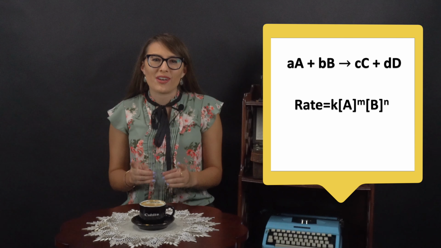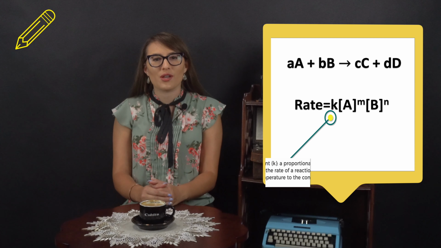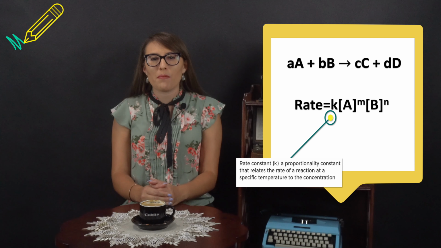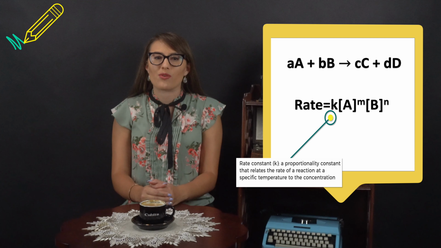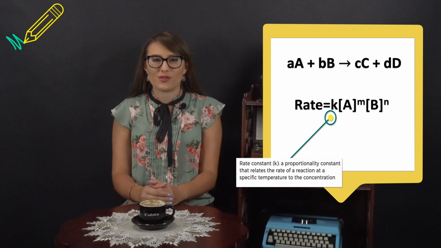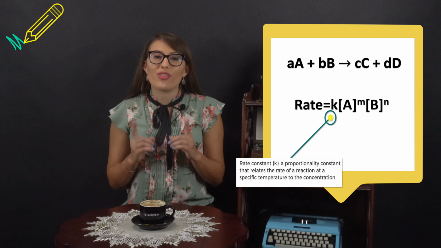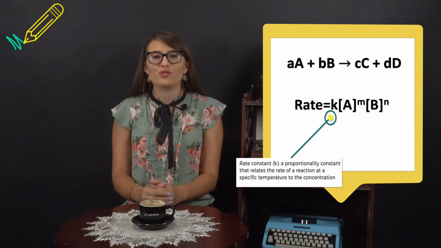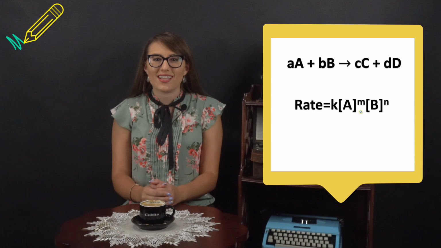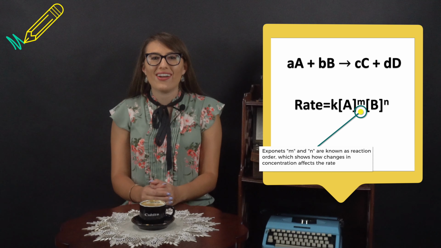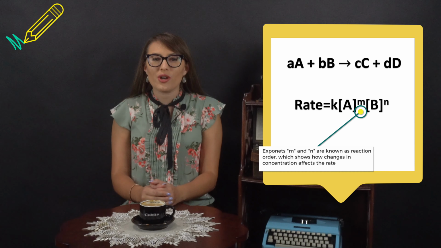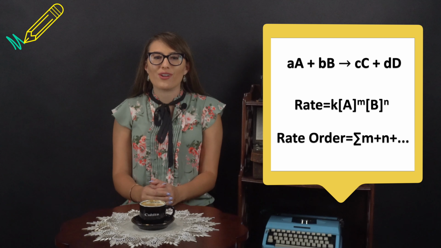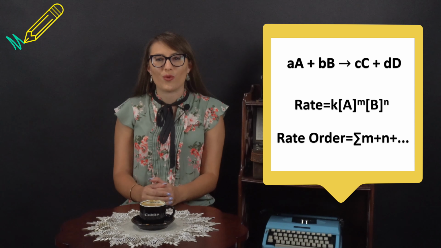Now let's break down and define each part of the equation. The term k is known as the rate constant and is a proportionality constant that relates the rate of reaction at a specific temperature to the concentration. Note that k is specific to a certain temperature, so changing the temperature will change the value of this constant. The exponents m and n are known as the reaction order, which shows how changes in concentration affect the rate. The overall rate order is equal to the sum of all the reaction orders.